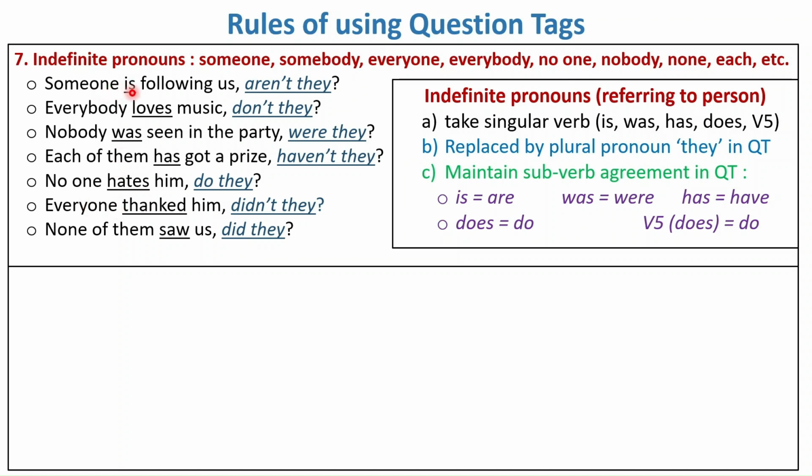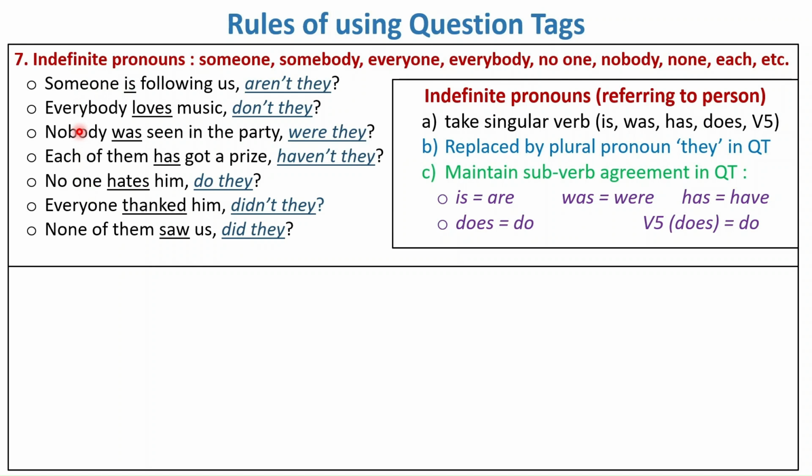Someone is, everybody loves, nobody was, each of them has, no one hates. These two are past forms. Past form is used with all type of subjects. These are singular verbs. Are is singular is. Love is singular loves. Was, has. These are singular verbs.